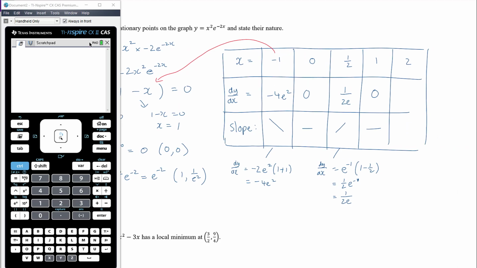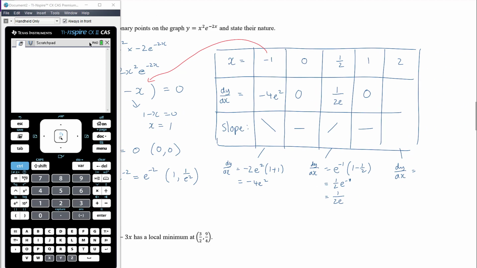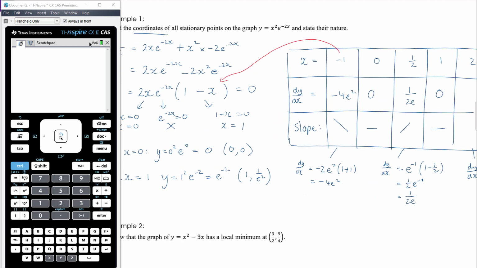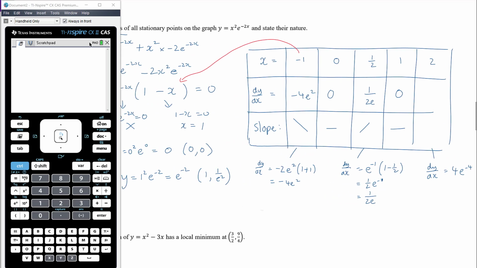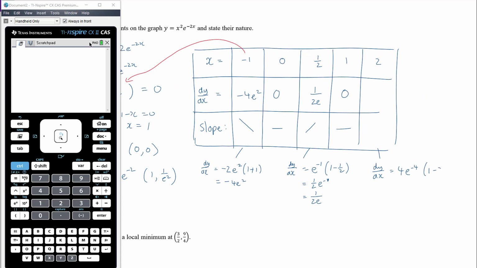And then when x equals 2, dy dx is going to be 2 times 2, so that's 4. e to the -2 times 2, so e to the -4. And then it's times by 1 minus 2, so that's -1. So we get -4e to the -4, which is -4 on e to the power of 4. So the negative power is not making it negative, but the negative out the front is. So that's negative. Okay, so we do have a local minimum followed by a local maximum here.